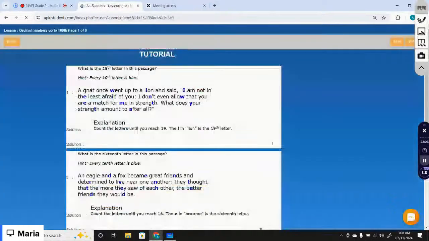What is the 19th letter in the passage? Every 10th letter is blue, so you need to find the letter, right? So the 10th letter is blue, so that means that is 10th, then that is 20th. I is 20th, right? So the 19th would be L. The correct option is L.